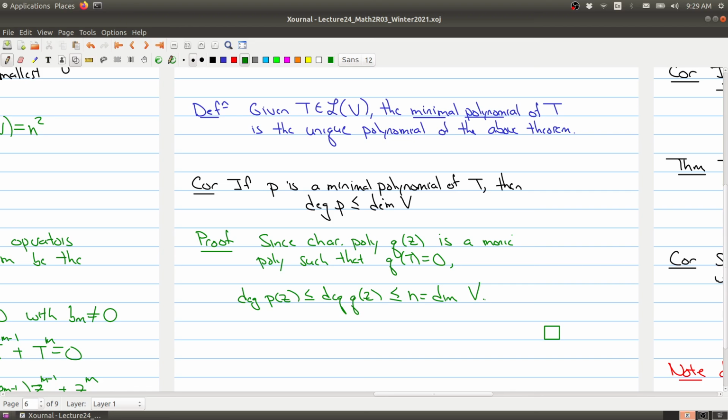So I'm going to pause here, but in our last part, we're going to talk about some properties of minimal polynomials and characteristic polynomials.